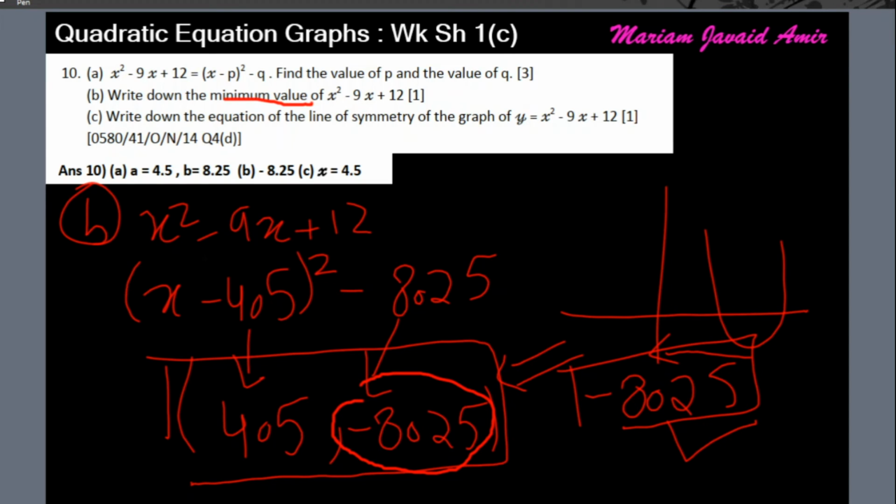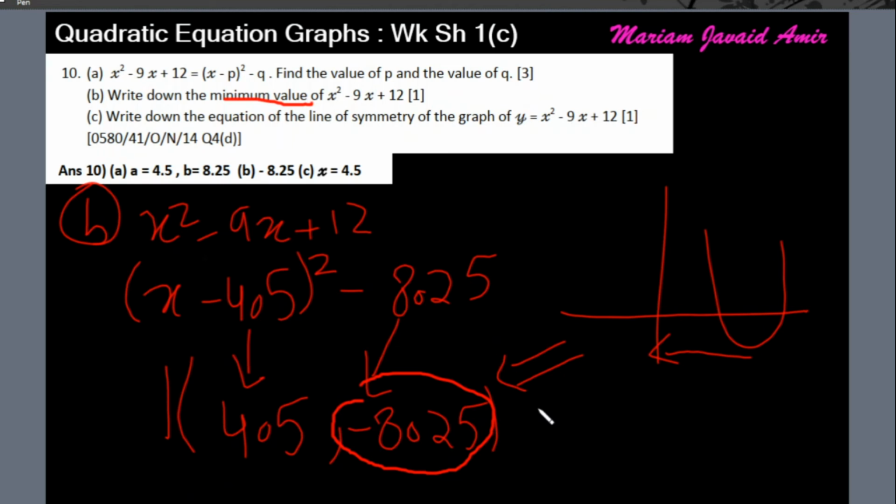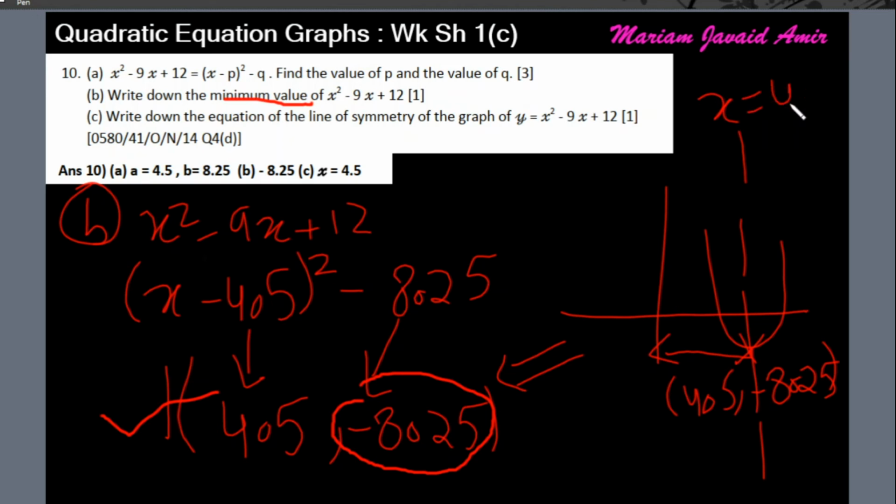Part C is: write down the equation of the line of symmetry of this graph. For that, it's better if we find the point. We have found the point, and this point is (4.5, -8.25). Now the line of symmetry would be this line for this particular graph, and this line is x equals 4.5. So the answer for part C is x equals 4.5.